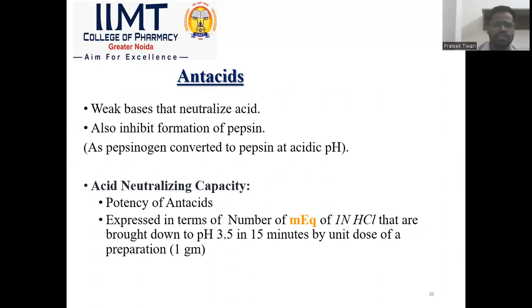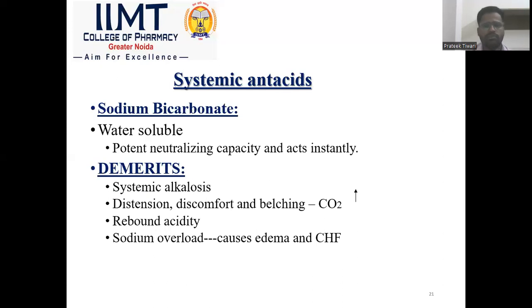Acid neutralizing capacity: the potential of an antacid is expressed in terms of mEq of 1 normal HCl that is brought to pH 3.5 in 15 minutes by a unit dose of a preparation, 1 gram. Now we have to discuss the systemic antacids. There are two kinds of antacid basically, systemic antacid and non-systemic.